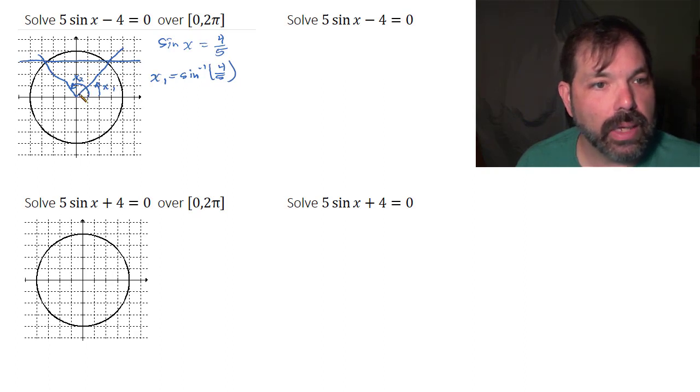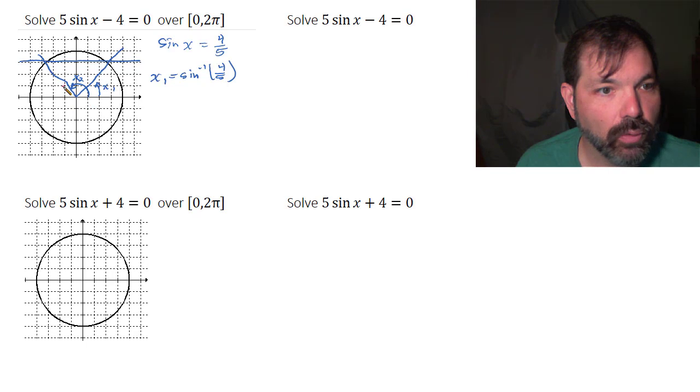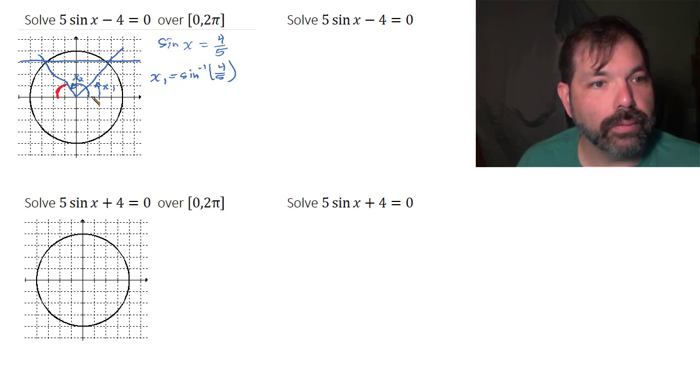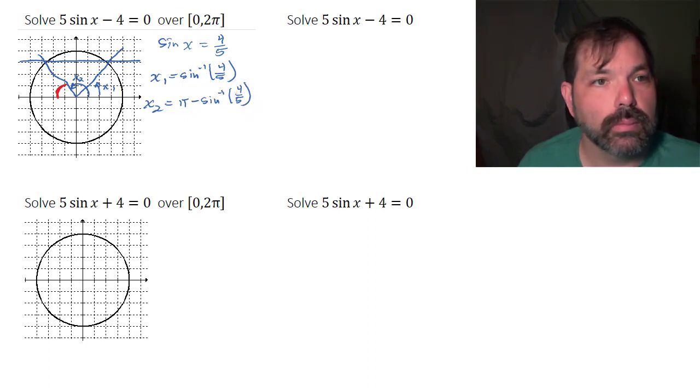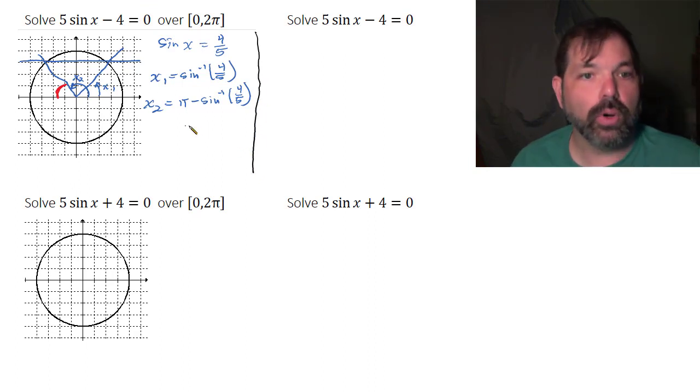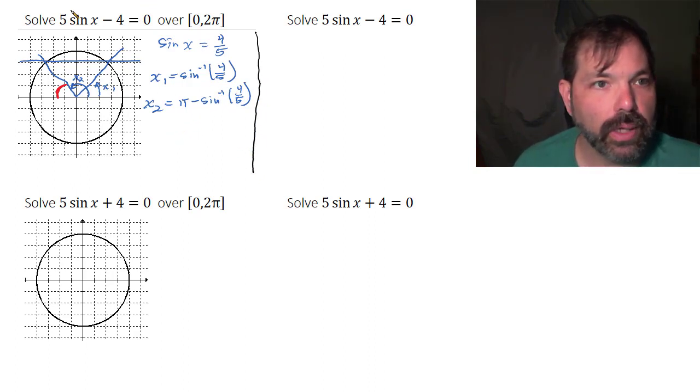Now, let's think about the x2. To get to the x2, I have the same reference angle here. There's the reference. And so I'd have to go out to pi and then take away the reference. x2 is pi minus the sine inverse of 4/5. And again, we can approximate those using the calculator if we have a calculator handy.